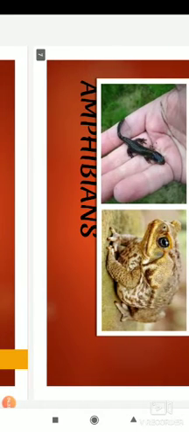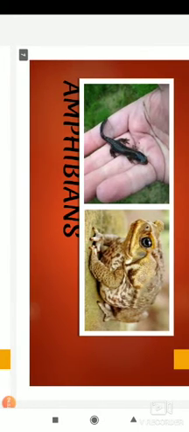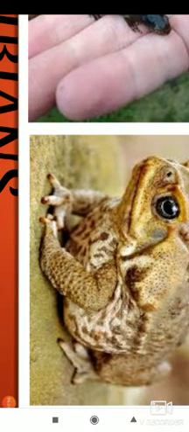The next one is amphibians. Amphibians are animals which are able to live both on land as well as in water. They breathe through their lungs, and they have moist skin. They have some holes in it, so through the moist skin they are able to breathe. They have lungs also.